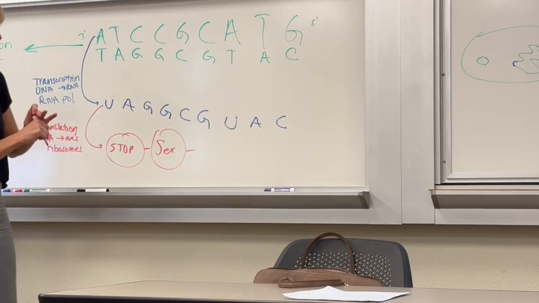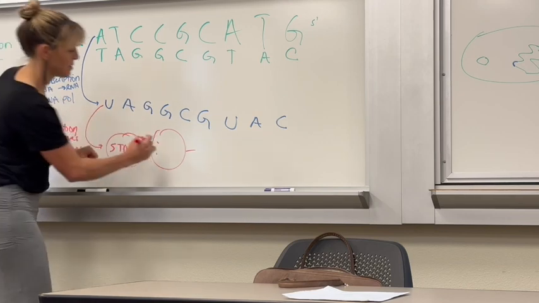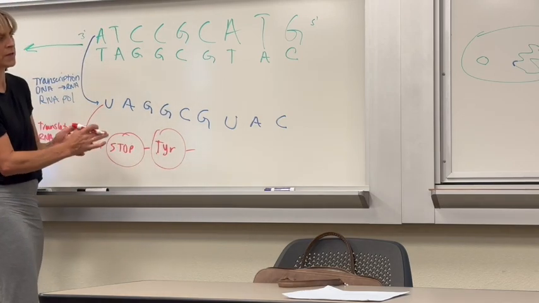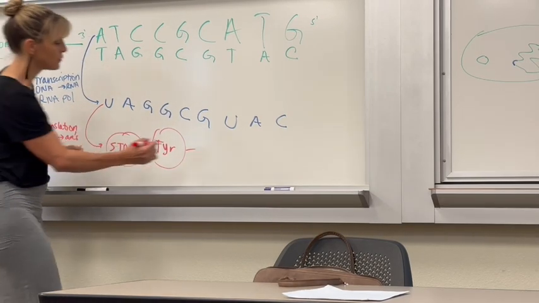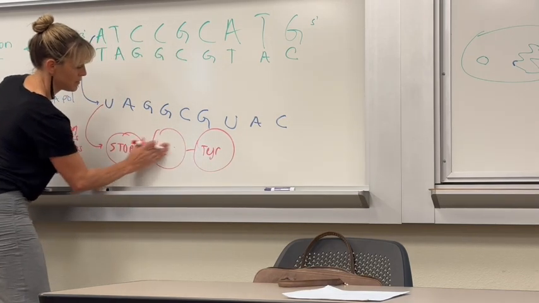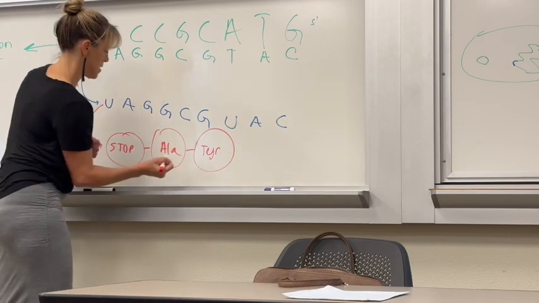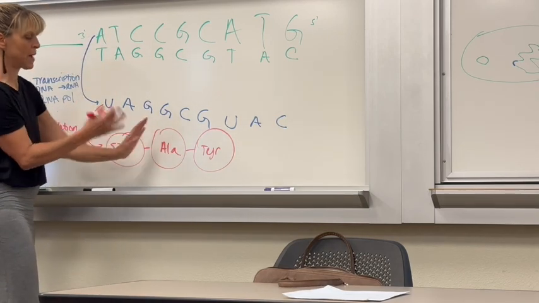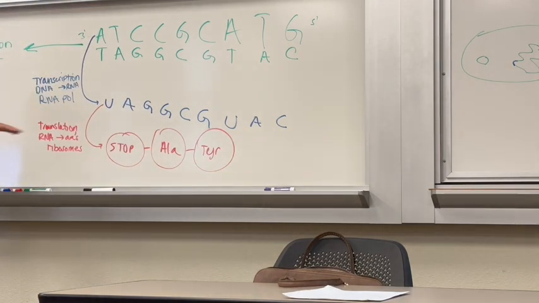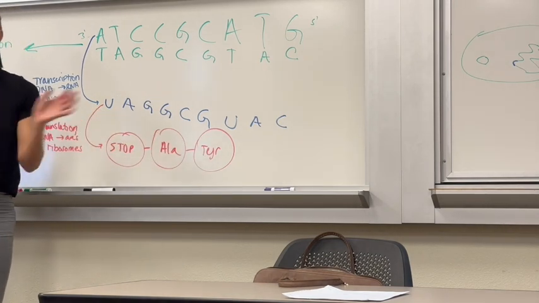Tyrosine. Oh, the second one is tyrosine? Yeah, my bad. That's okay. And then what's the last one? UAC. No, the last one is tyrosine, sorry. GCG is alanine. Yeah. GCG is what? Alanine. Alanine. Okay, so this should be backwards. The stop codon should be at the end. So that's how you assemble amino acids together that form a protein.